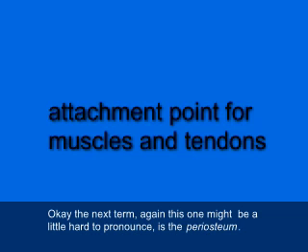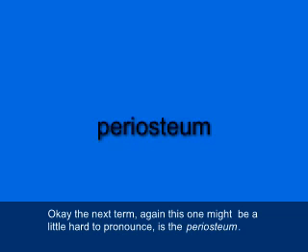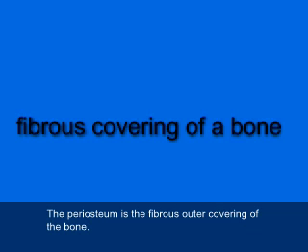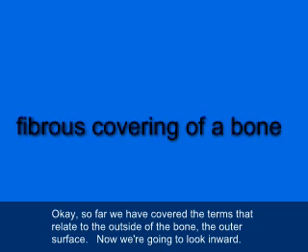Okay, the next term, and again this one might be a little hard to pronounce, is the periosteum. P-E-R-I-O-S-T-E-U-M. The periosteum is the fibrous outer covering of a bone. Okay, so far we've covered the terms that relate to the outside of the bone, the outer surface. Now we're going to look inward.